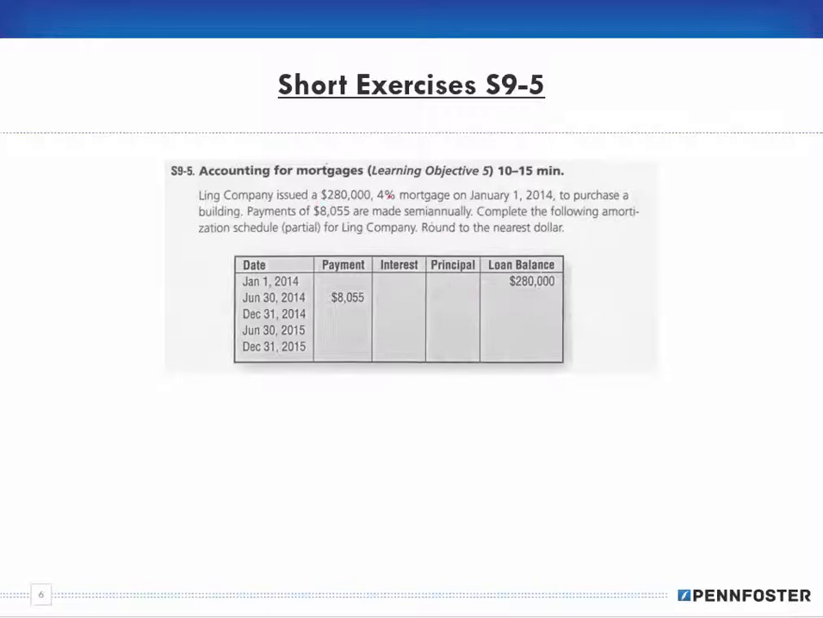So Link issued a 280,000 mortgage. That's its balance on January 1st, and it's a 4% mortgage, with payments every 6 months. It made a payment on June 30th, and they want to know what the interest and the principal is, and the loan balance during that time frame.